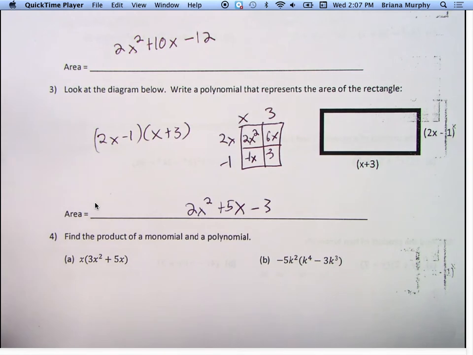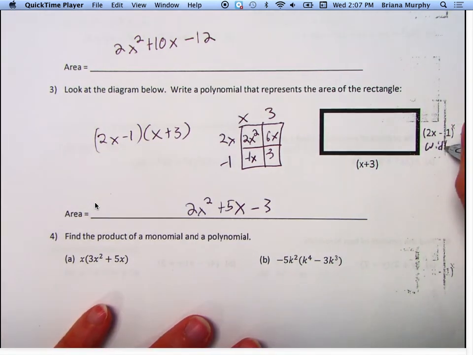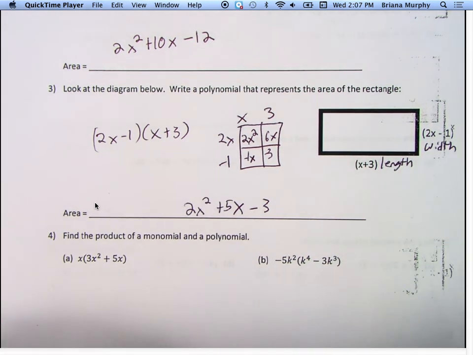Everybody feel good about that? Yeah. Remember, it's the width times the length, just to find area. Okay? Okay, and then we can do the box method, or you can FOIL.